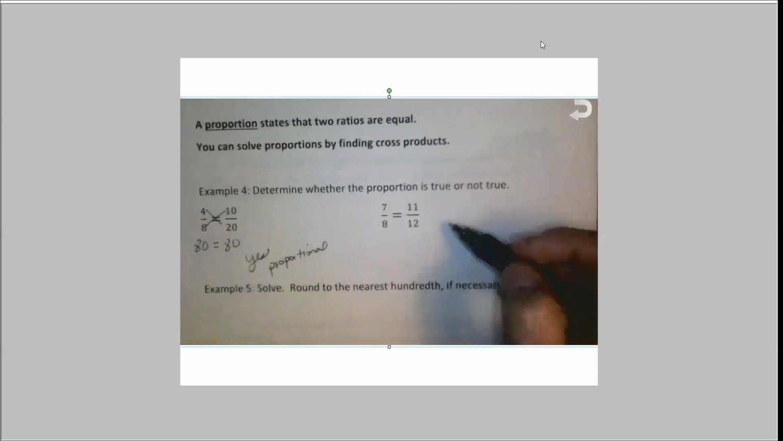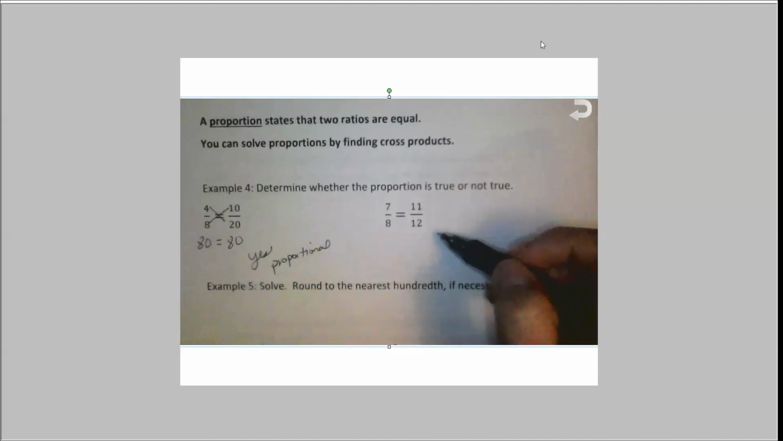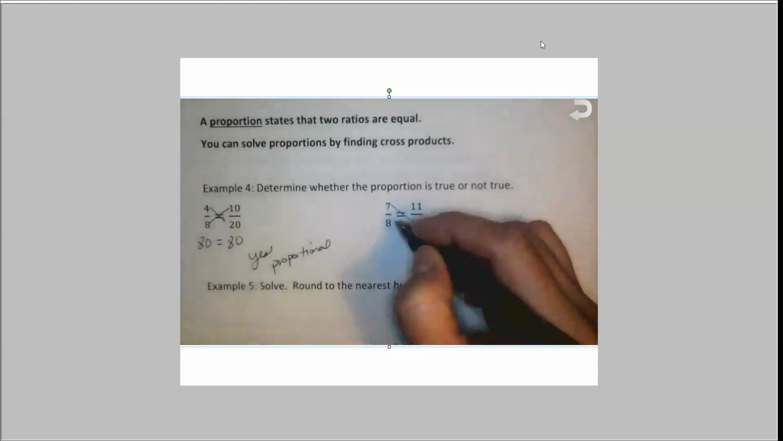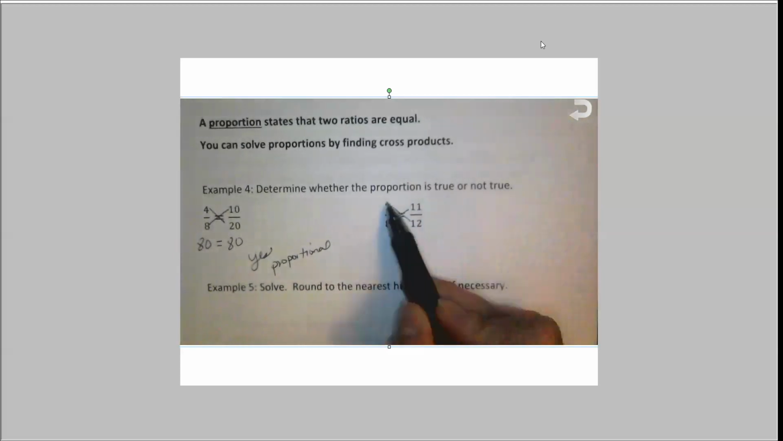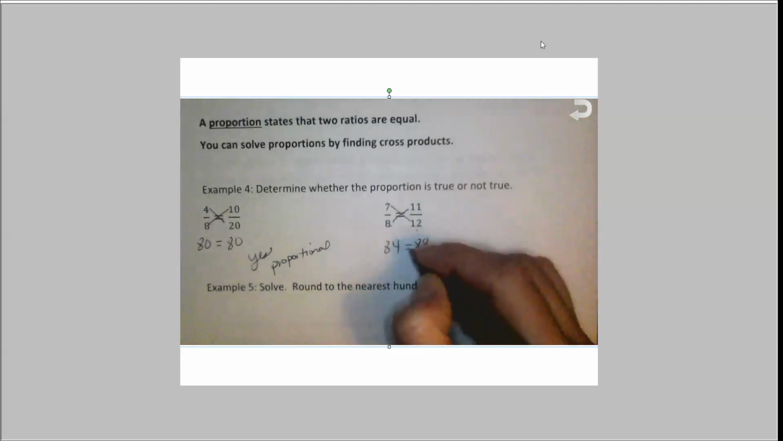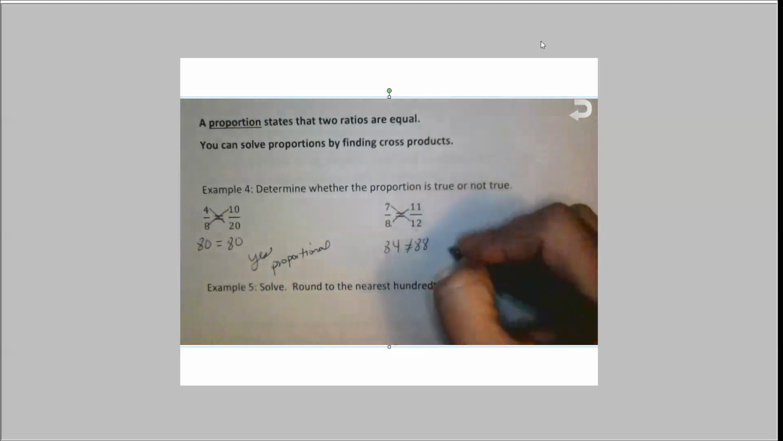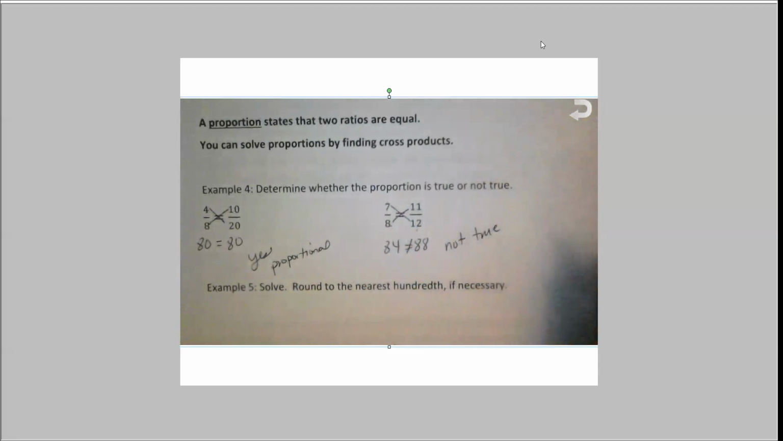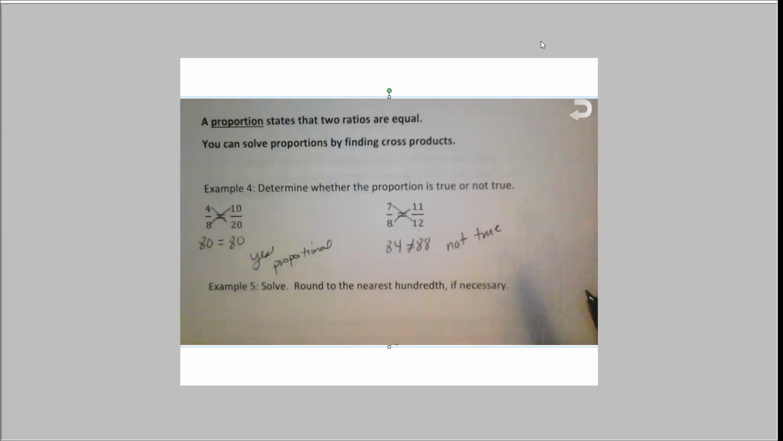Do the same here. Is 7/8 equal to 11/12? Well, I'm going to cross multiply to find out. 7 times 12 is 84, but 8 times 11 is 88. And because those are not equal, then we would say this is not true. These are not proportional. So you can test to see whether two ratios are proportional by finding their cross products.